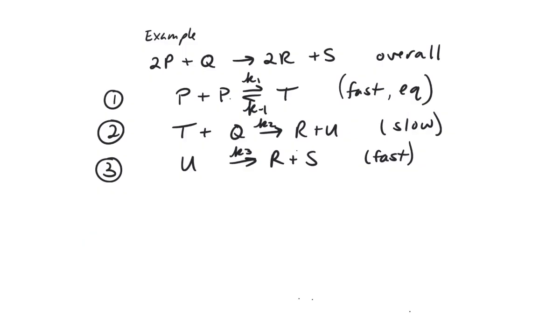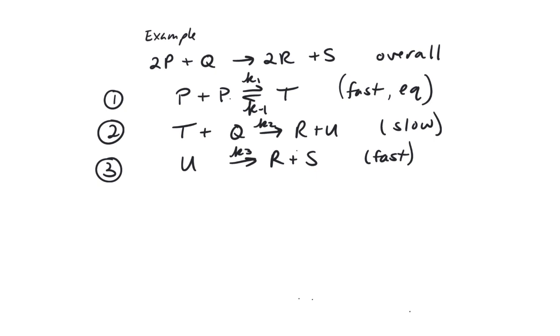Let's look at one more example. Here we're going to use some very generic reactants and products. We're going to look at 2P plus Q reacting to form 2R plus S. So this is the overall reaction. And what we're proposing is that this reaction occurs in 3 steps. In the first step, we have P plus P in equilibrium with T. This is a fast step, an equilibrium. We have a rate constant in the forward direction of k1, a rate constant in the reverse direction of k minus 1.